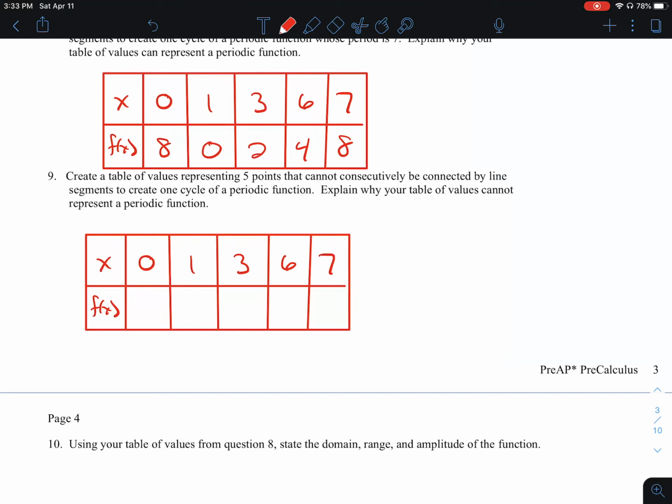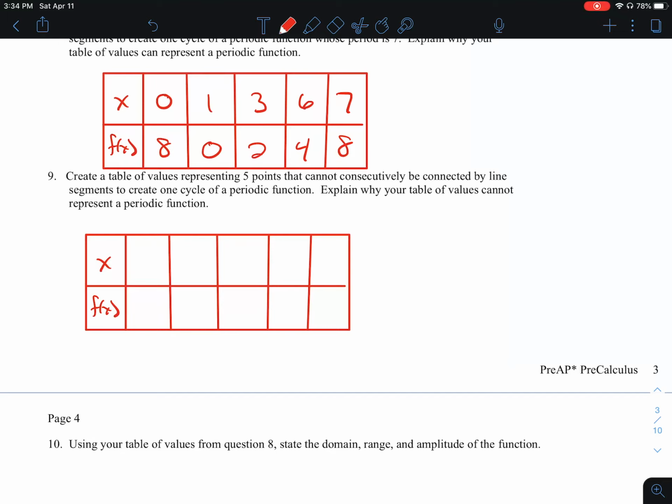Well, what I was going to do initially here is say that one of these is undefined, and I couldn't connect them. I'm trying to figure out how I can make a table of values, but when it says that they cannot consecutively be connected by line segments. Oh, all right. This might be a no-duh here.